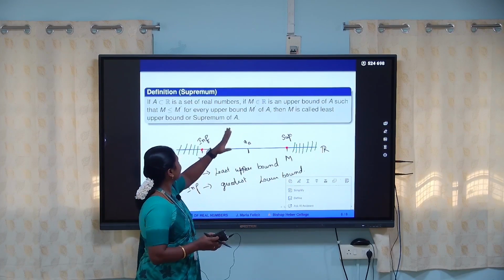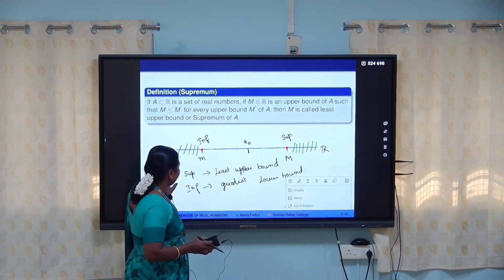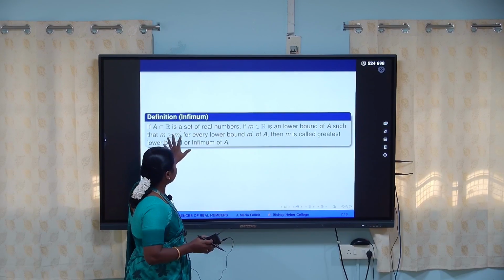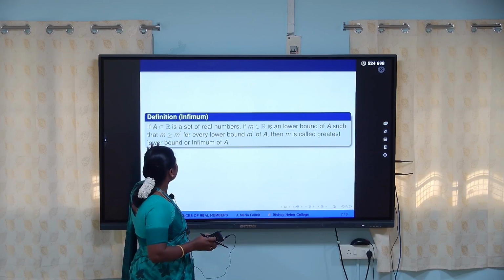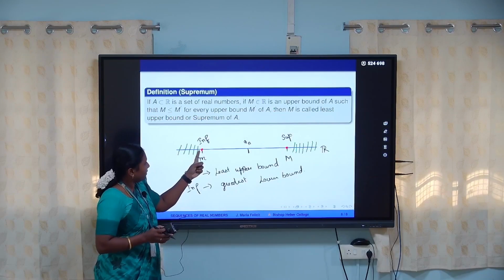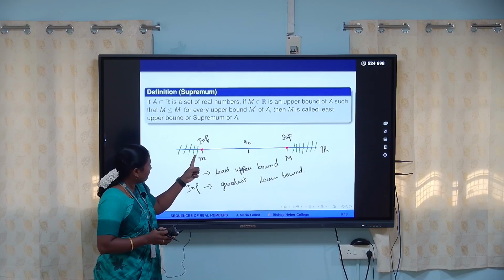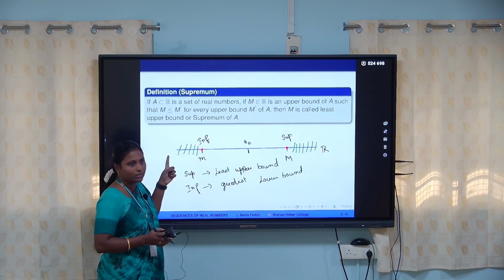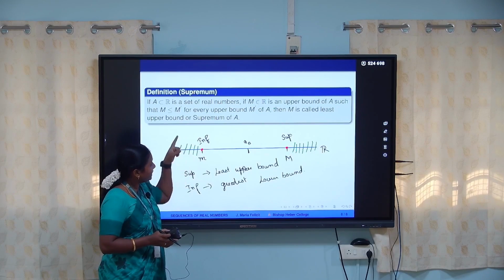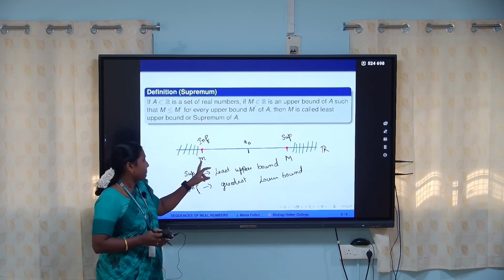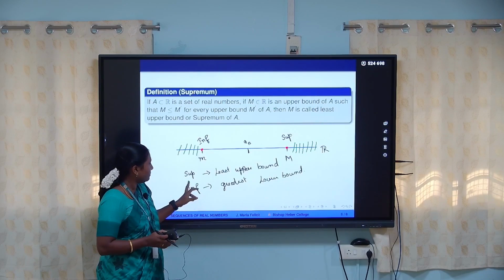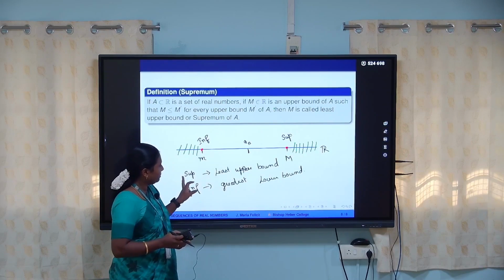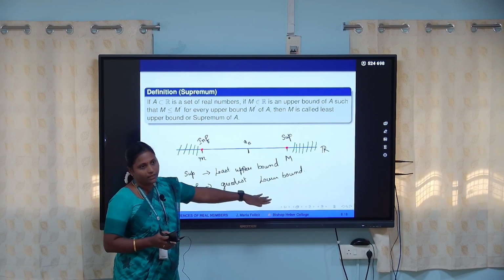We will say the least upper bound is the supremum, and the next one is the greatest lower bound, that is the infimum, which we are going to define. For the infimum, I am going to take the lower bound as small m for this sequence. Whatever m1, m2, m3, m4 I am taking, these are all lower bounds of the sequence an, but the greatest lower bound is small m. So it is said to be the infimum. So the least upper bound is the supremum and the greatest lower bound is the infimum.